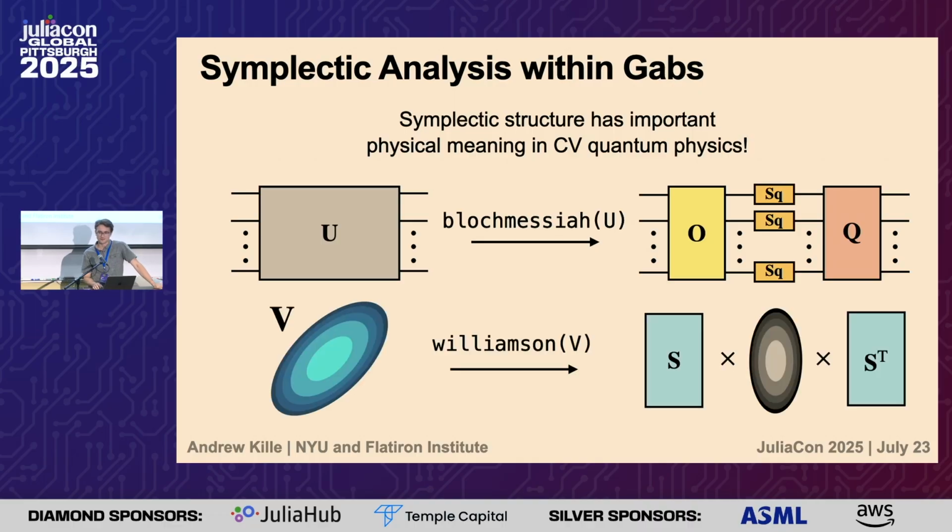Another example is the Williamson decomposition. If you have a covariance matrix that describes an arbitrary Gaussian state, you can factorize it into a symplectic operation times a squeezed state that's squeezed along one quadrature axis times the transpose of another symplectic operation. So there's all these cool little features that you can do, and I don't think they're really there in PennyLane as far as I know. So that's one feature that I guess distinguishes Gabs from a team of software engineers working on this problem.